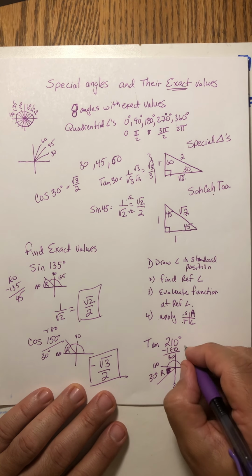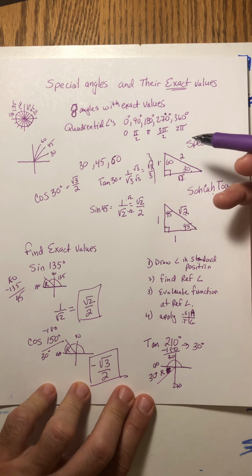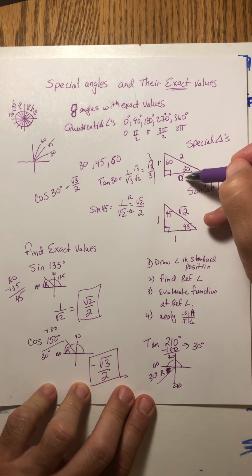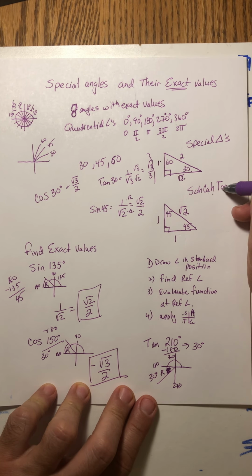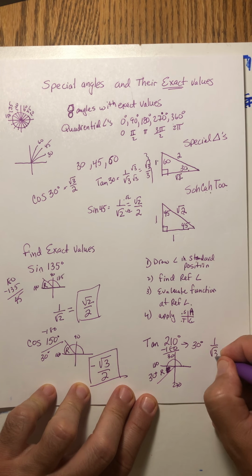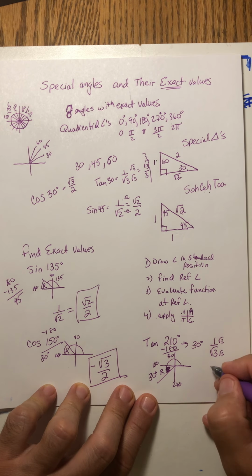So what's the tangent? I'll put it over here. So what's the tangent of 30 degrees? Well, here's 30. Tangent of 30 is 1 over radical 3, TOA, opposite over adjacent. So we're looking at 1 over radical 3. I want you to rationalize that. Some of you will just memorize.